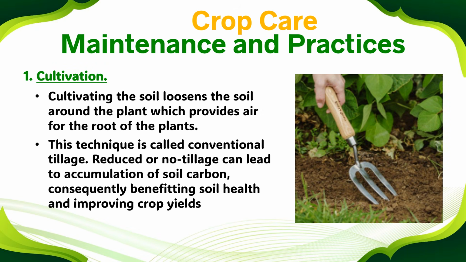Cultivating the soil loosens the soil around the plant, which provides air for the roots of the plants. This technique is called conventional tillage. Reduced or no tillage can lead to accumulation of soil carbon, consequently benefiting soil health and improving crop yields.